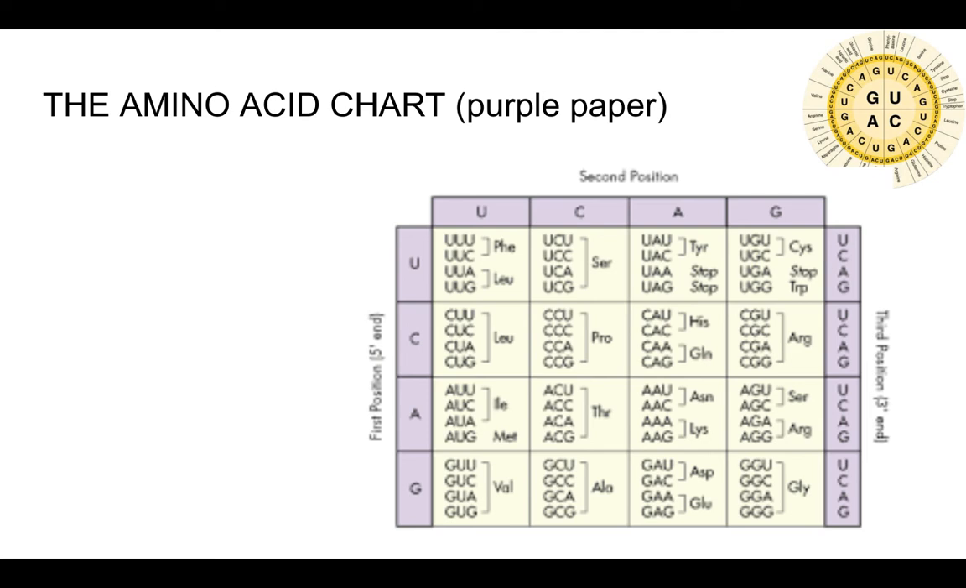So this is an amino acid chart or a codon chart. And basically this shows you the codons that are associated with all of the possible amino acids. So when we read our mRNA sequence, we know that the mRNA codes for a particular codon. This is how we figure it out.